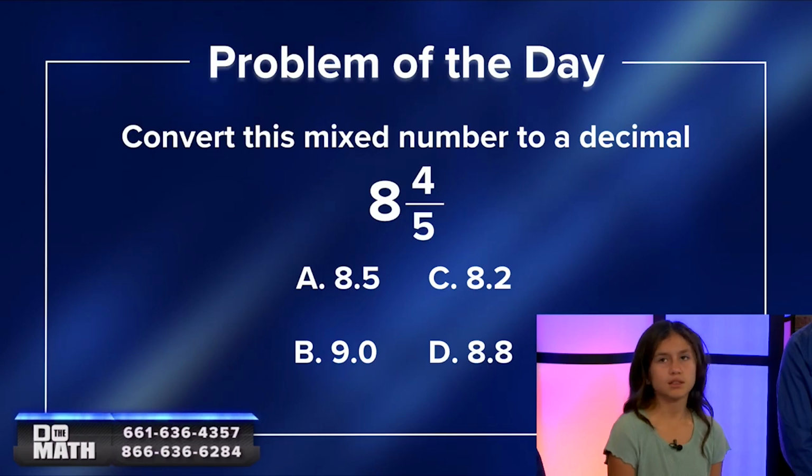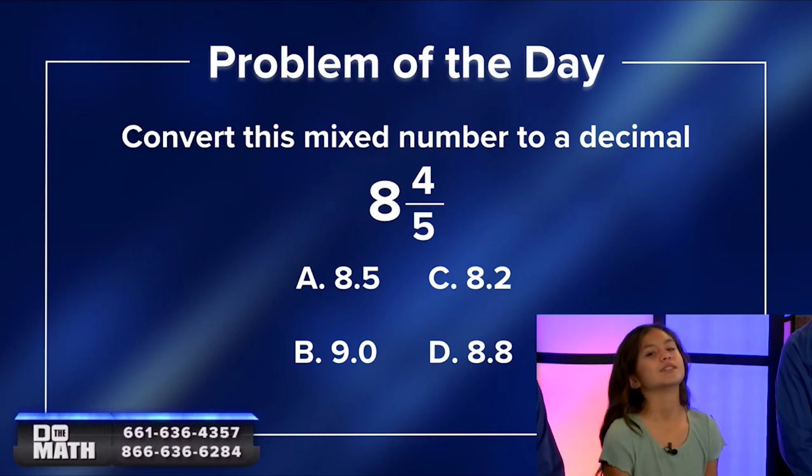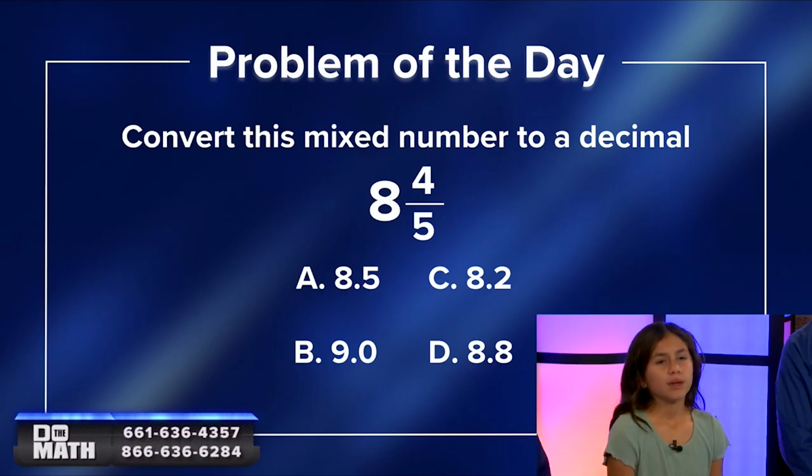Yes. What does that mean? It's technically a number with a fraction attached to it. Okay, so what number up there is the mixed number? 8 and 4/5. Good. And what do we need to do with it? We need to convert it to a decimal.